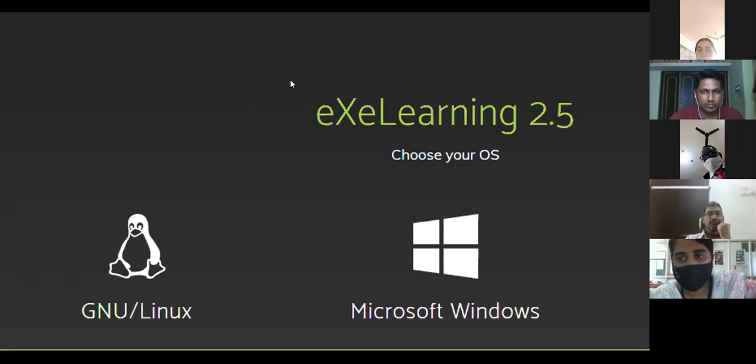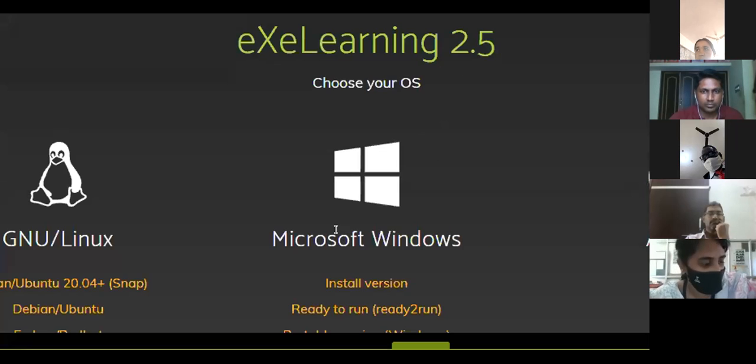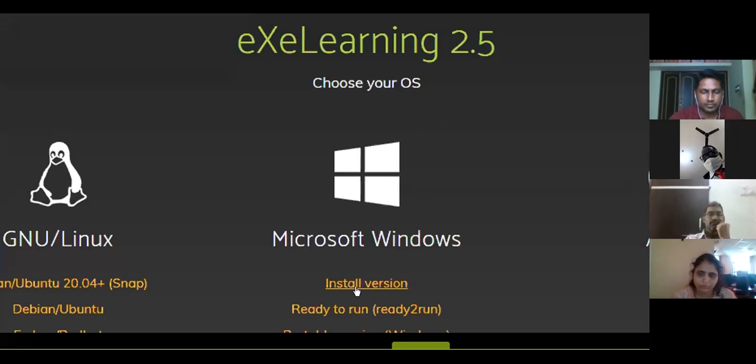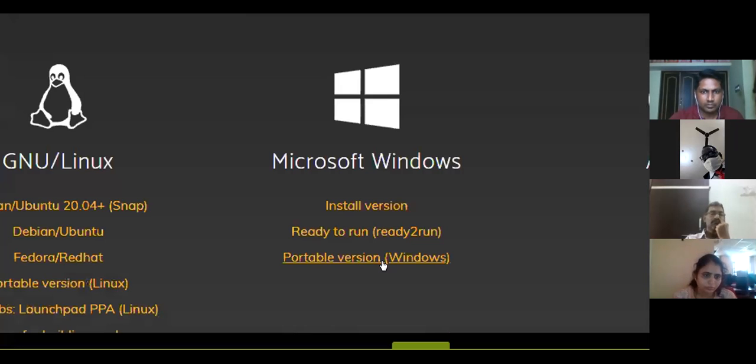See here, this is the screen which will open. If yours is Microsoft Windows, normally because we work on the Windows operating system, choose this install version here. There is a portable version also, a ready to run version. Go for the install version because once it is installed on your laptops, you can use it even offline. Even when you don't have an internet connection, you can prepare your own digital content and then put it later on the web. So go for this install version for Microsoft Windows and then give install.